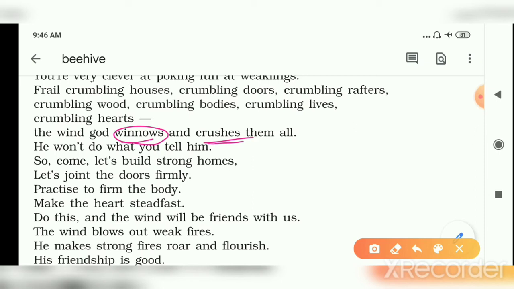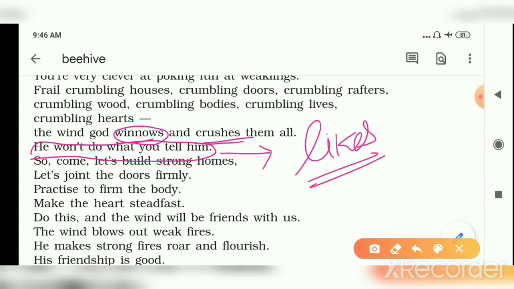He won't do what you tell him. This is his capacity. તમે એમ કહો છો ધીમે આવ, નહીં આવે. He won't do what you tell him. He will do what he likes. What he likes, that only he will do. He will not do what you tell. So, oh wind, come, come.